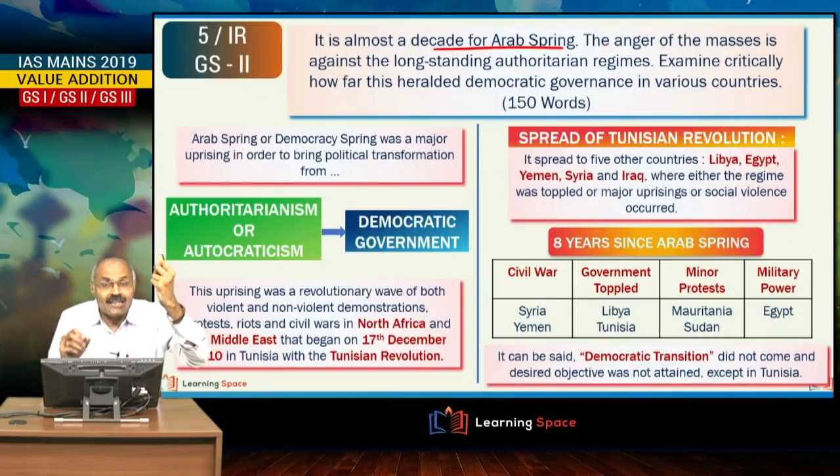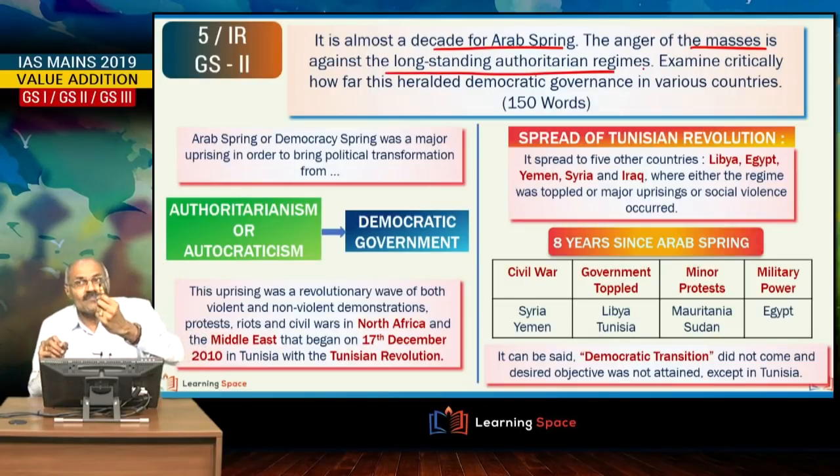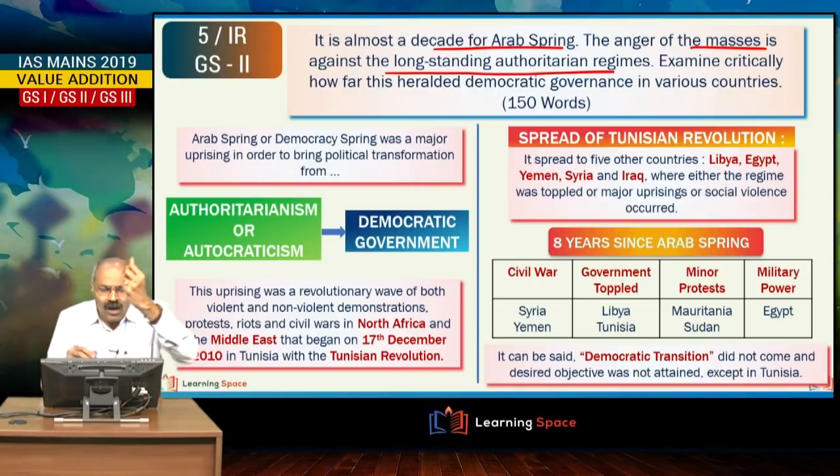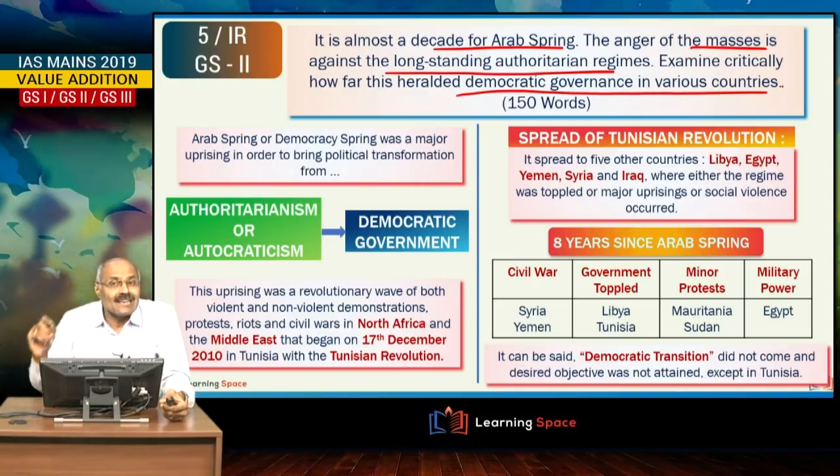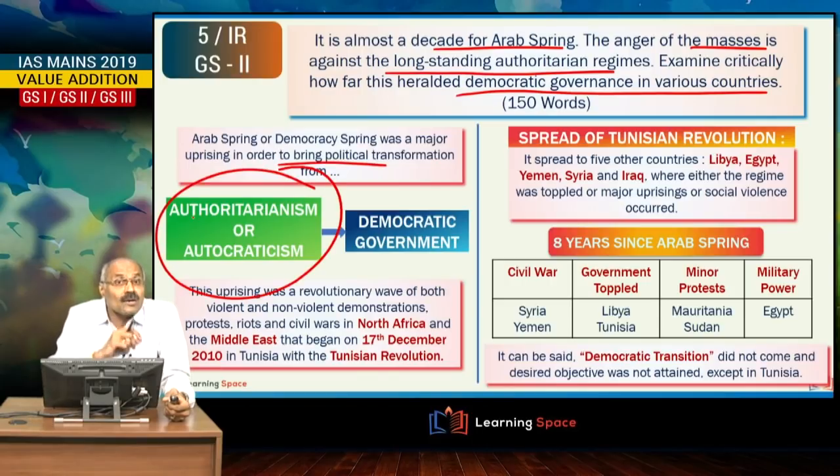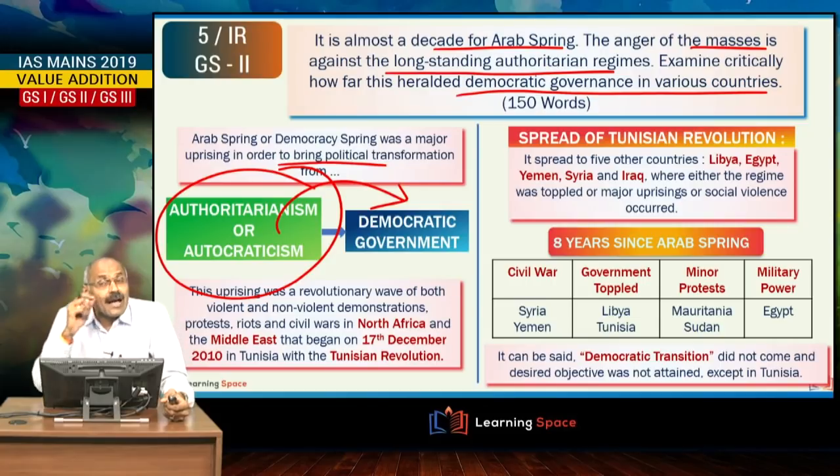It is almost a decade since the Arab Spring. The anger of the masses is against long-standing authoritarian regimes. Examine critically how far this heralded democratic governance in various countries. Probably this may come in GS1 also, please don't forget. And friends, Arab Spring, that is the anger against authoritarianism or autocratism, and it is expected to herald democratic government, but it has not happened.